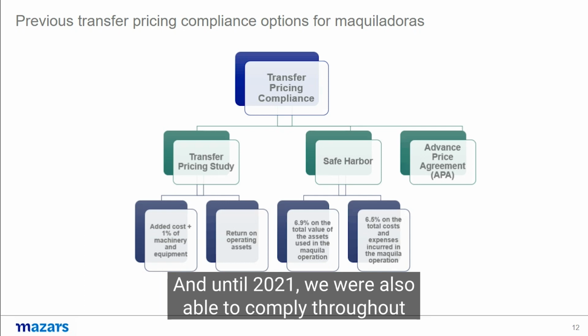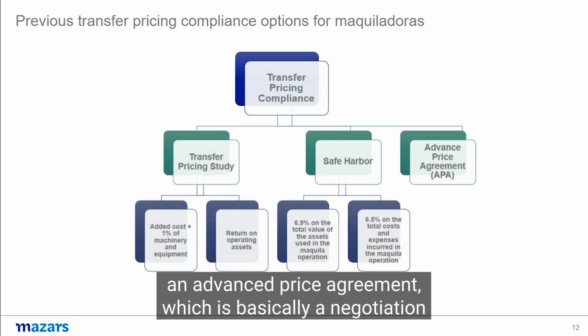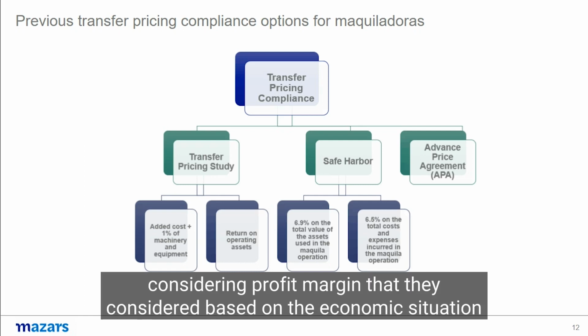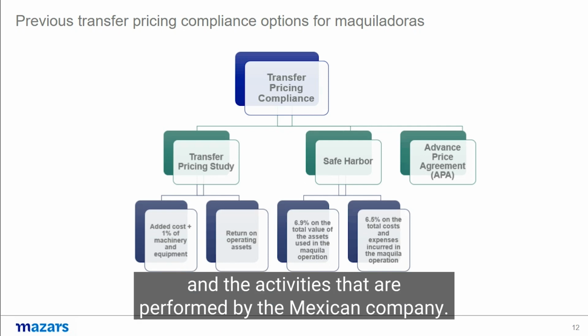And until 2021, we were also able to comply through an advanced price agreement, which is basically a negotiation that a Mexican Maquila agreed with the tax authorities, considering a profit margin that they considered based on the economic situation and the activities that are performed by the Mexican company.